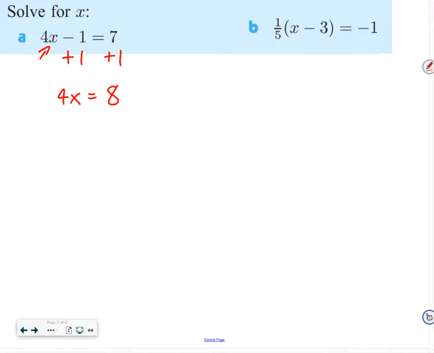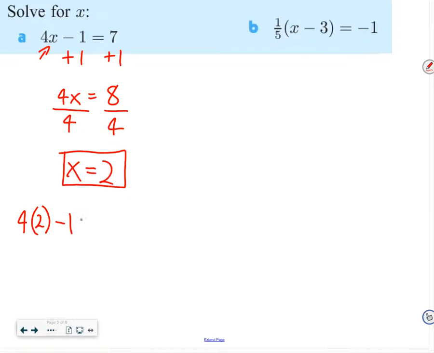Now I have 4 times x, so to undo multiplication, I divide by 4 here, so I get x is equal to 8 divided by 4, which is 2. I should check by substitution, so 4 times 2 minus 1, what is it equal to? 8 minus 1, which is equal to 7. I've verified my solution. Always a good process as we're solving for x.